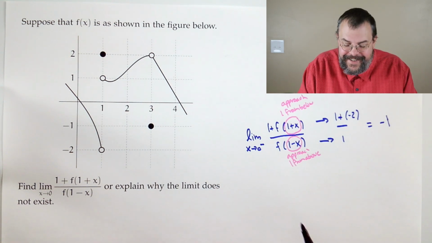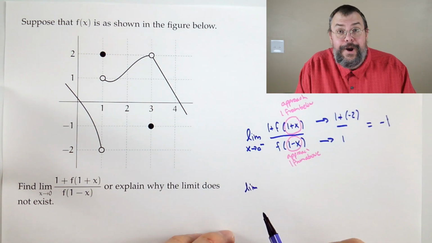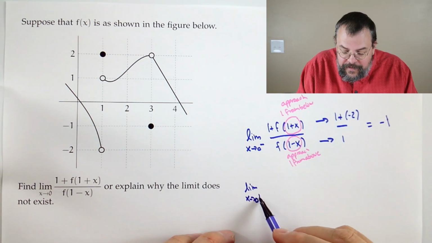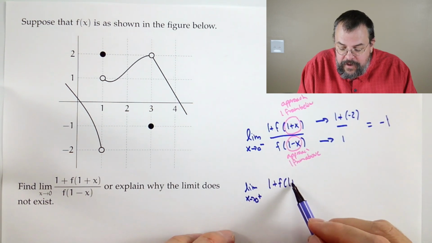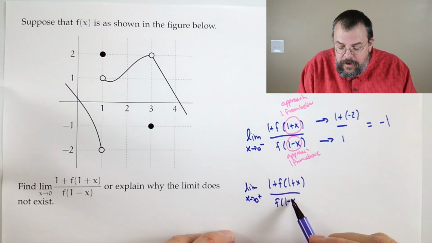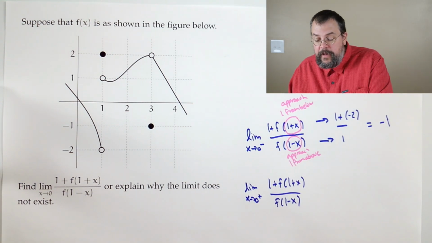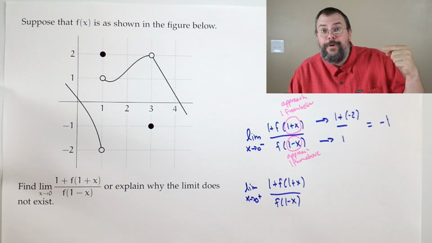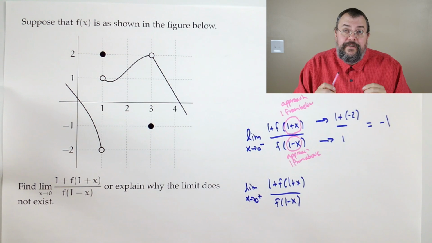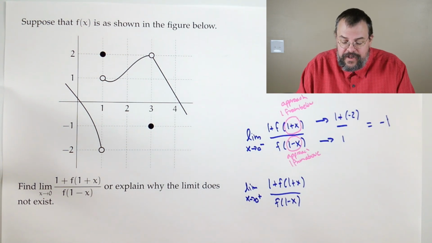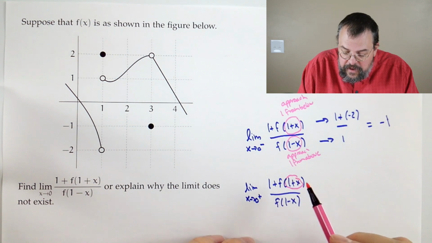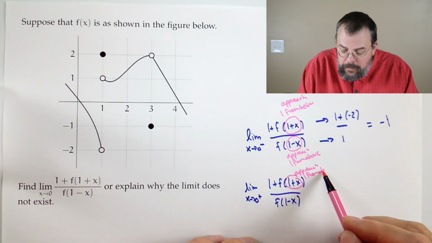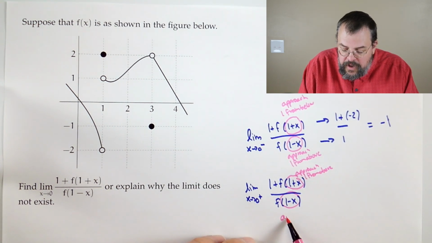We're halfway done. Good. This is a problem so nice, we get to do it twice. We have to approach from both directions. x goes to 0 from above, of 1 plus f of 1 plus x over f of 1 minus x. Same philosophy, right? I'm coming in from above, so I'm really a small positive number. So 1 plus x says we approach 1 from above, because I'm a little bit bigger than 1. And then 1 minus x, well, approach 1 from below.